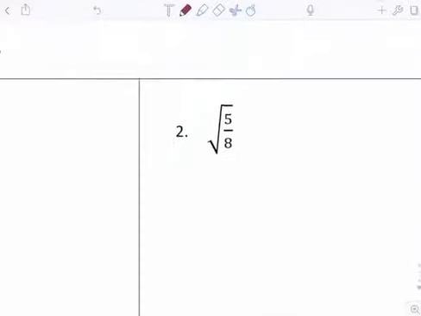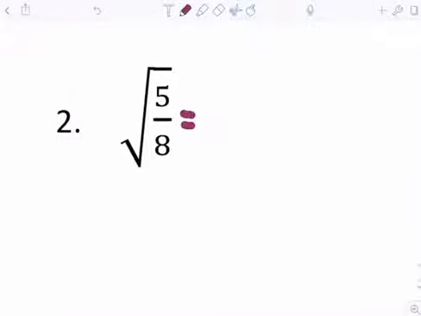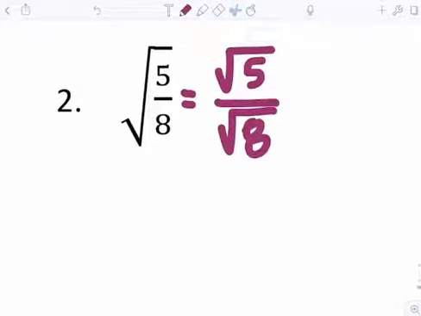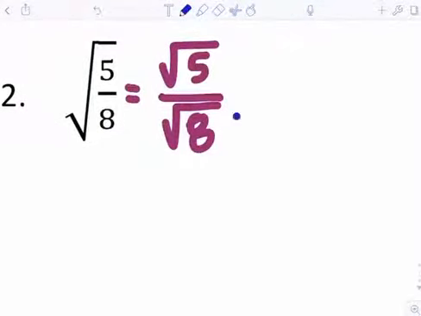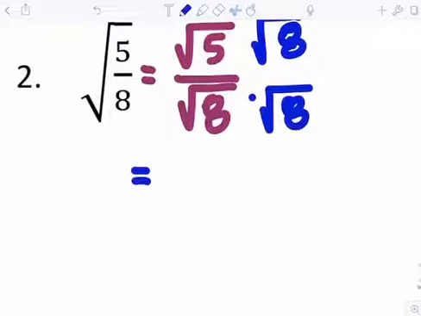So in number 2, remember when we have a square root that looks like this, it's the same thing as saying the square root of 5 over the square root of 8. Now I need to get rid of the square root of 8 in the denominator. So again, we're going to multiply by the square root of 8. When you multiply a radical by itself, it's going to cancel out the square root and just take out whatever was inside, because I have two 8's being multiplied together, creating a perfect square.